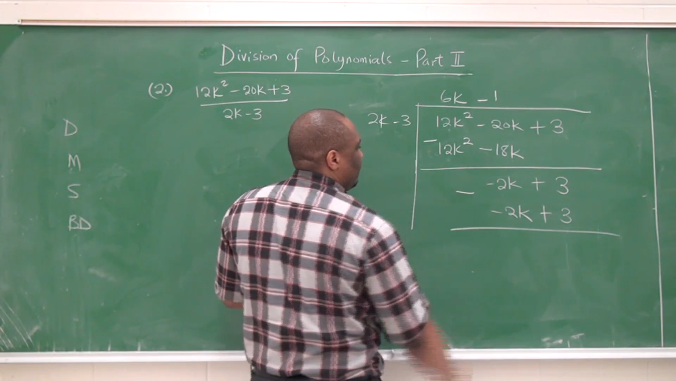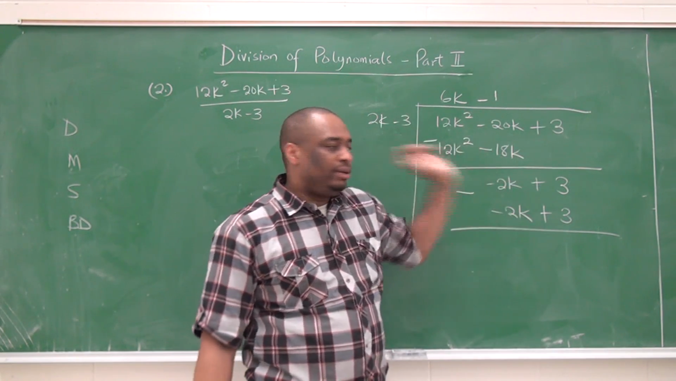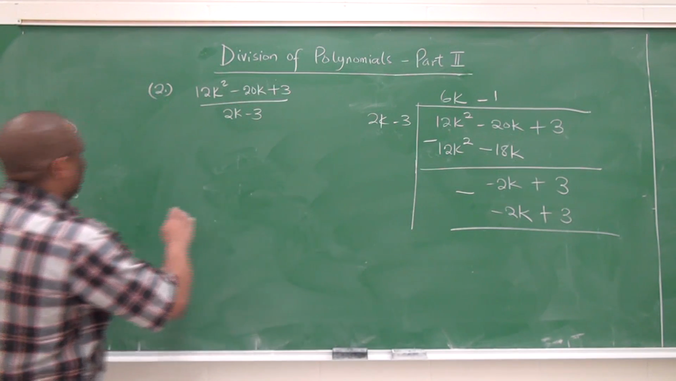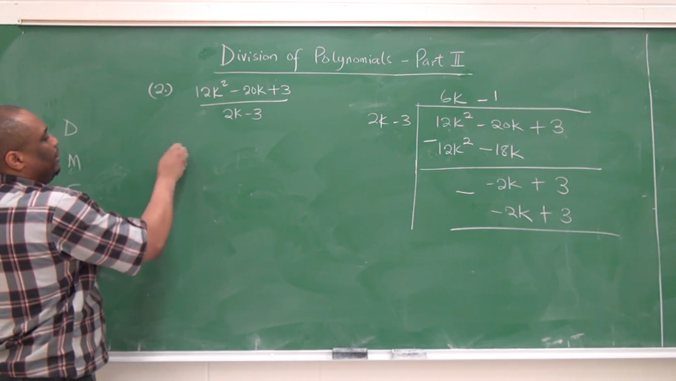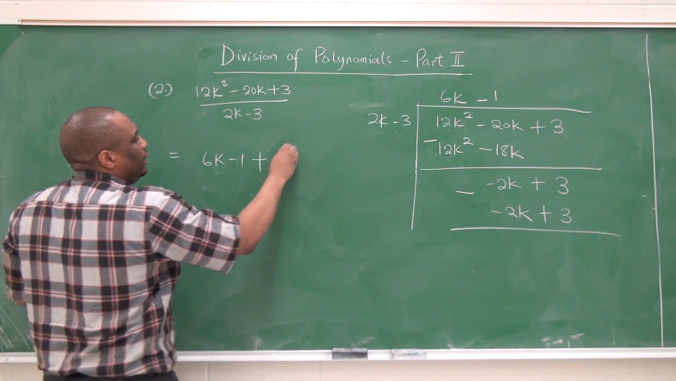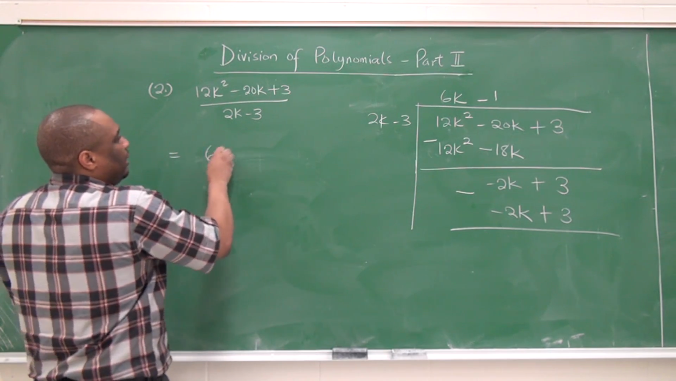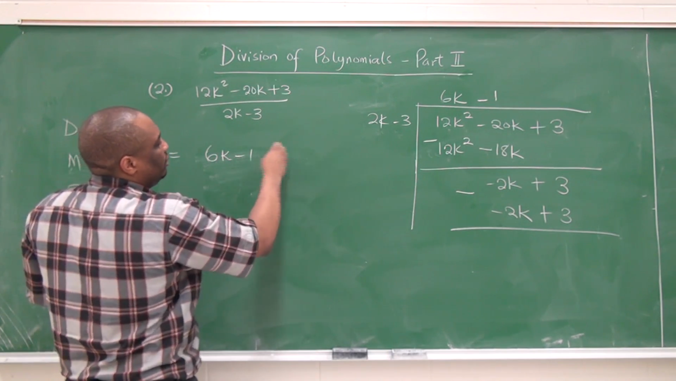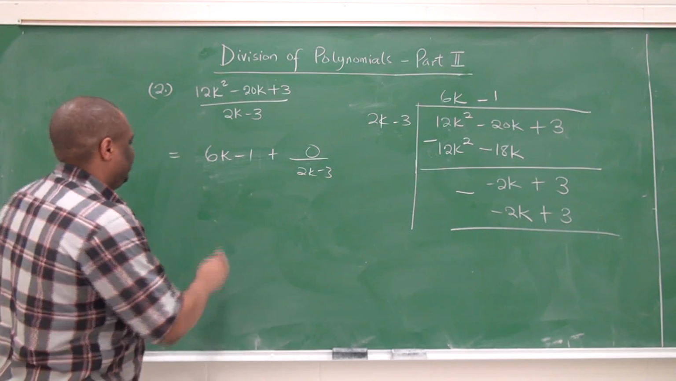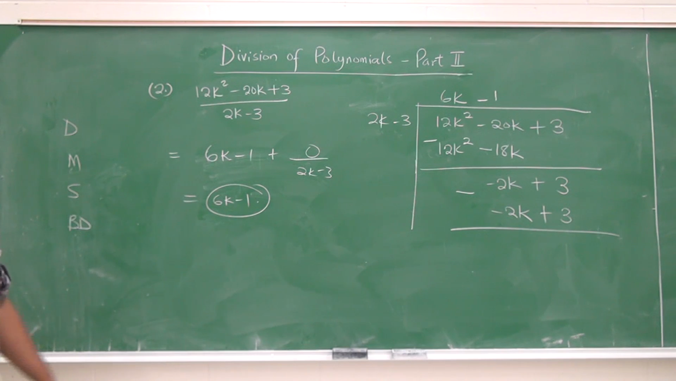And then you subtract. When you do that, negative 2k minus negative 2k is 0. 3 minus 3 is 0. It's gone. So the answer will be equal to what? 6k minus 1 plus 0 over 2k minus 3. But since 0 is a remainder, we don't need to put it. So this is 6k minus 1. That's the answer when you divide it.